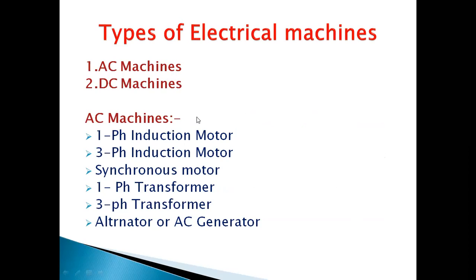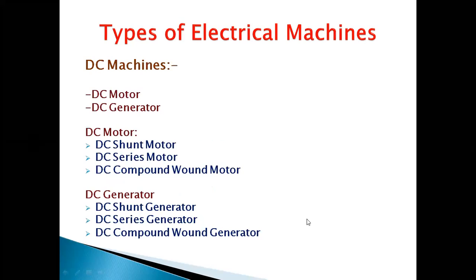So AC, if you see, is divided into different types: single phase induction motor, three phase induction motor, synchronous motor, single phase transformer, three phase transformer, alternator, or we can say AC generator. These are the different types of AC machine.